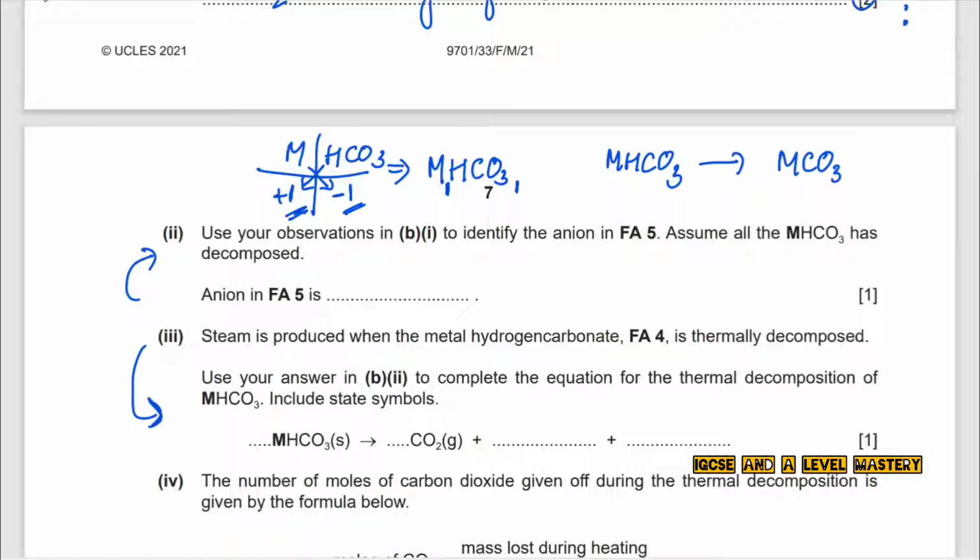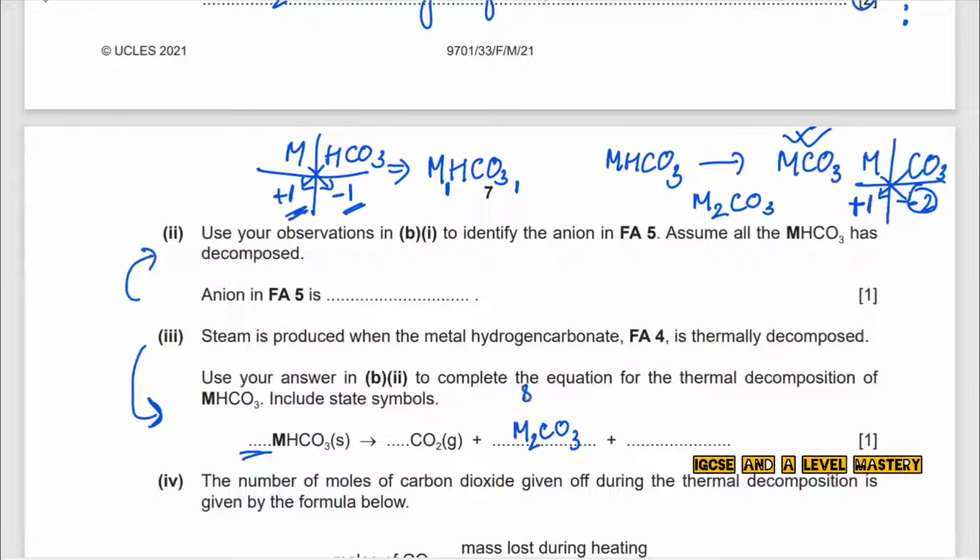So the formula of the metal carbonate formed can be determined using that. CO3 has a charge of -2, and the metal, since it belongs to group 1, has a charge of +1. So when we crisscross it, the compound will have a formula M2CO3, because the subscript 2 goes to M when we crisscross it. So M2CO3 will be the formula. So while answering this question, one of the compounds will be metal carbonate, M2CO3. That is the salt that is formed.